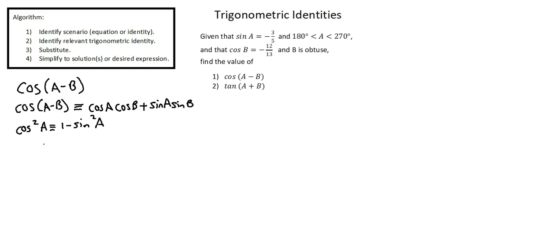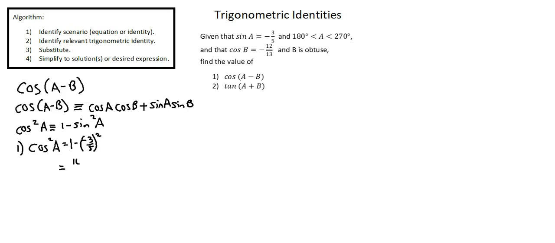And now we're going to set up our equation. For step 1, identify scenario, we're now dealing with an equation. Cosine A squared equals 1 minus sine A squared. And we know sine of A is negative 3 over 5, and we'll square that amount. So cosine A squared, 1 minus negative 3 over 5 squared is 1 minus 9 over 25, which will give us 16 over 25.